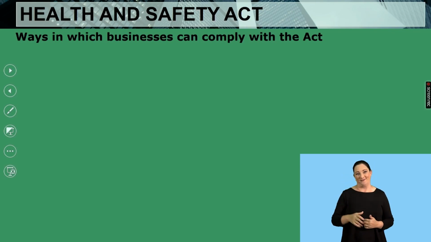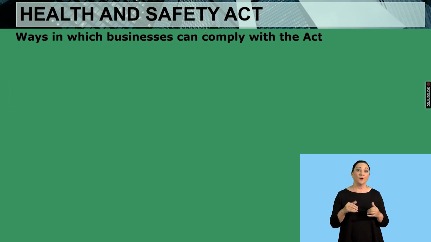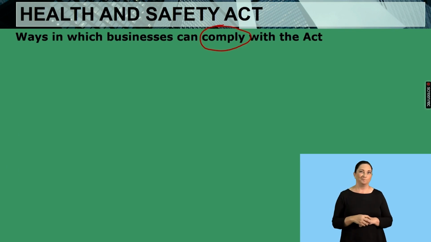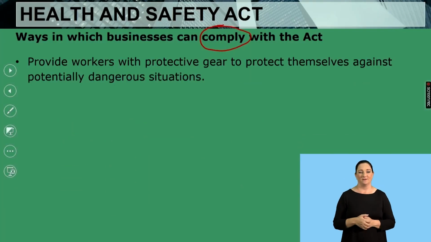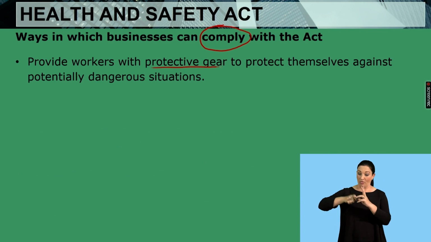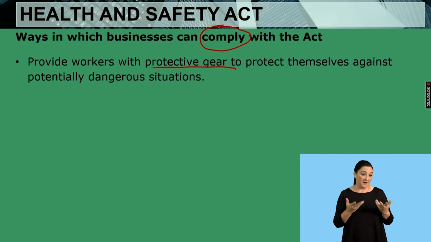Now, let's look at what are the ways in which businesses can comply with this act. Now, to comply simply means that we are following the rules of the act. It is said that we must provide our workers with protective gear to protect themselves against potentially dangerous situations. So if I am working in a mine, for instance, I need to have the necessary safety equipment.